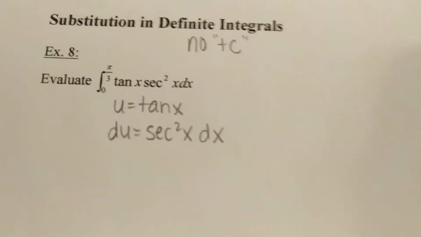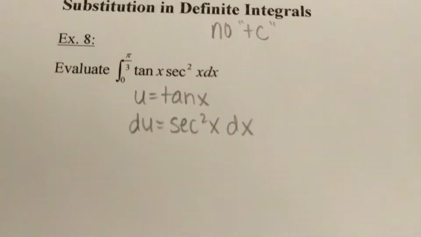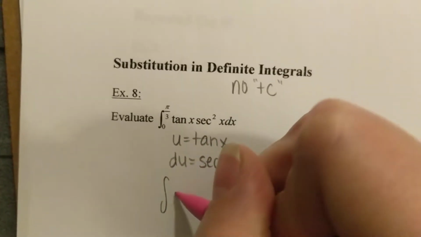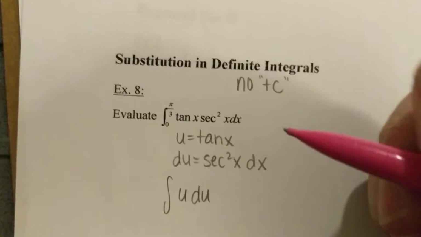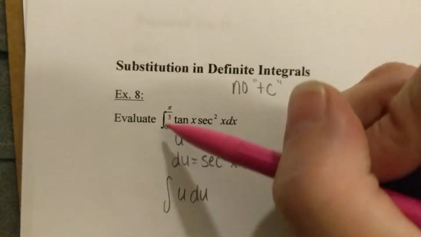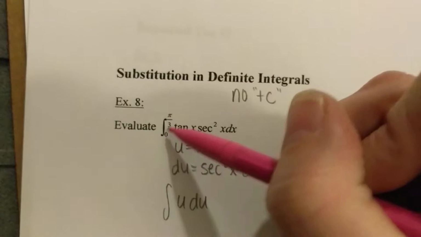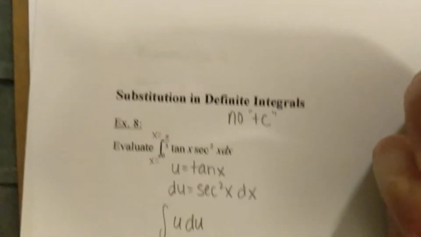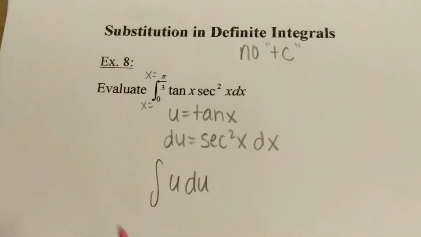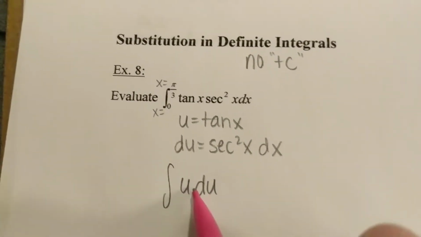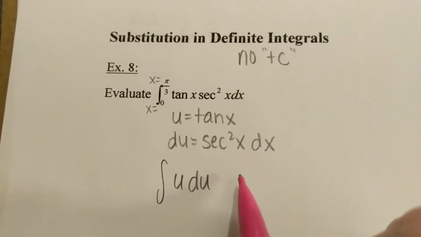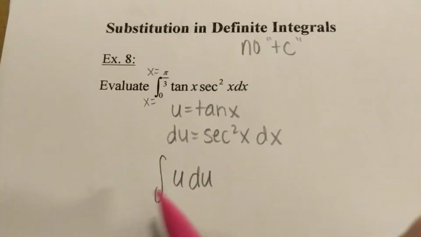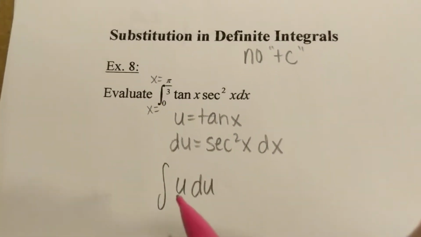Now, there are two ways we can solve this problem from here. The first one, we rewrite this problem, u du, and these values are x values. So x equals 0 to x equals pi thirds. So my option here is I can just leave this as an indefinite integral, evaluate the integral, and then substitute back in. The other option is I can create a new definite integral, and that's what we're going to do here.